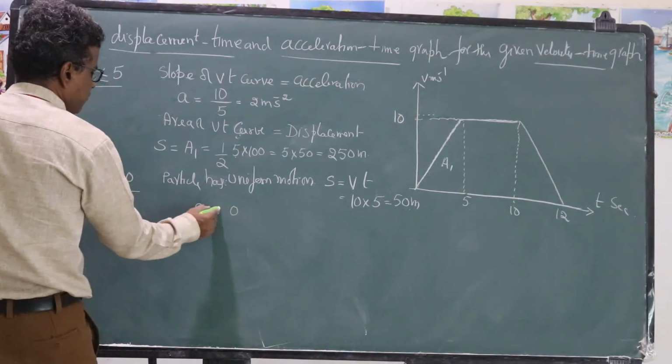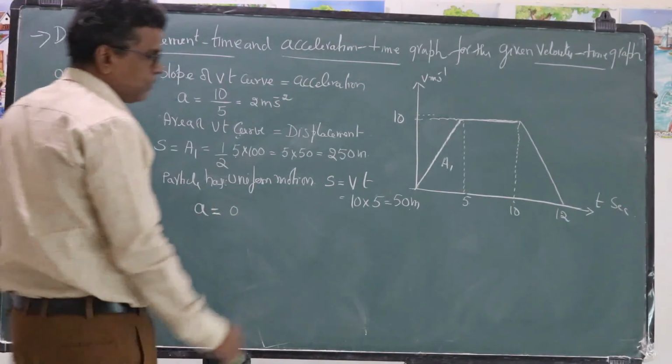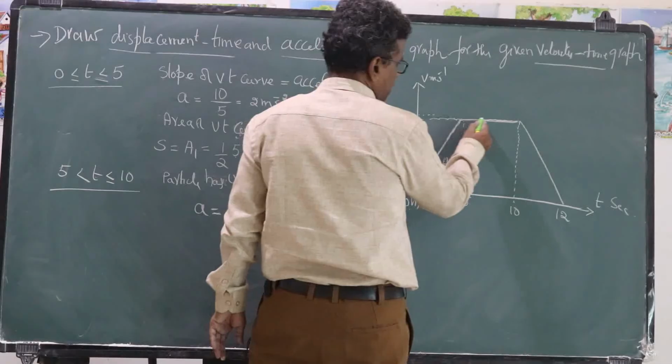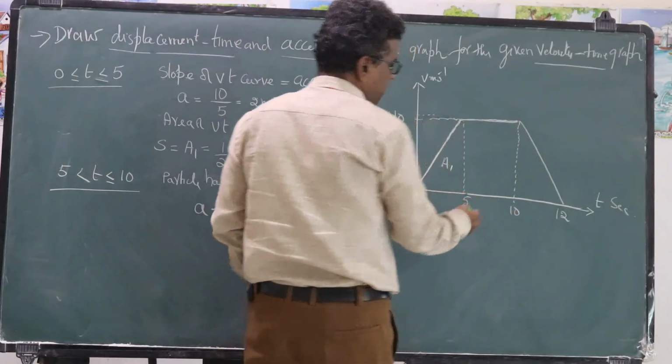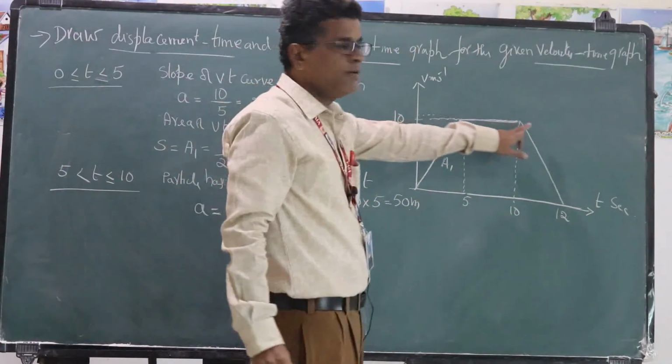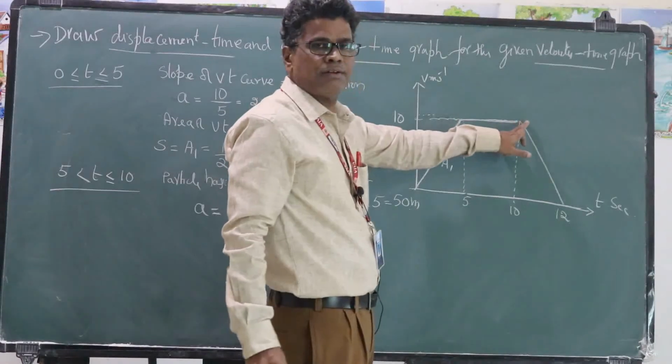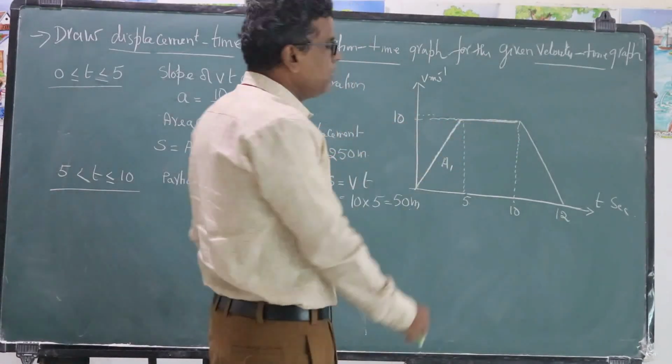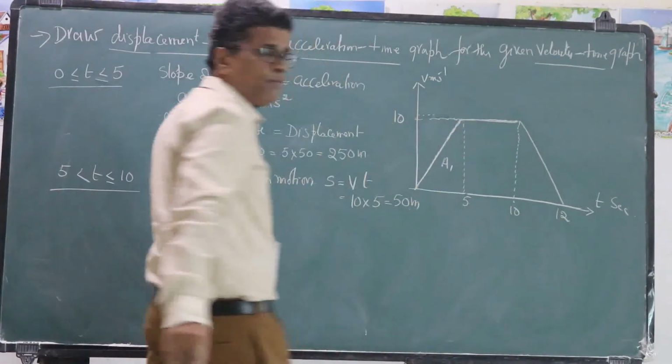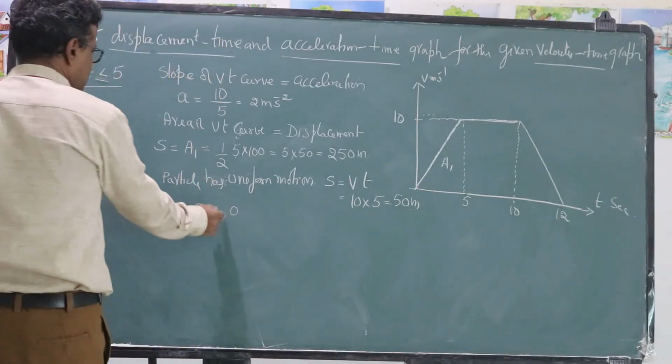0. What is acceleration? Since the graph is parallel to the x-axis, uniform speed, uniform motion, so acceleration is 0, or the slope is 0. So acceleration is 0.